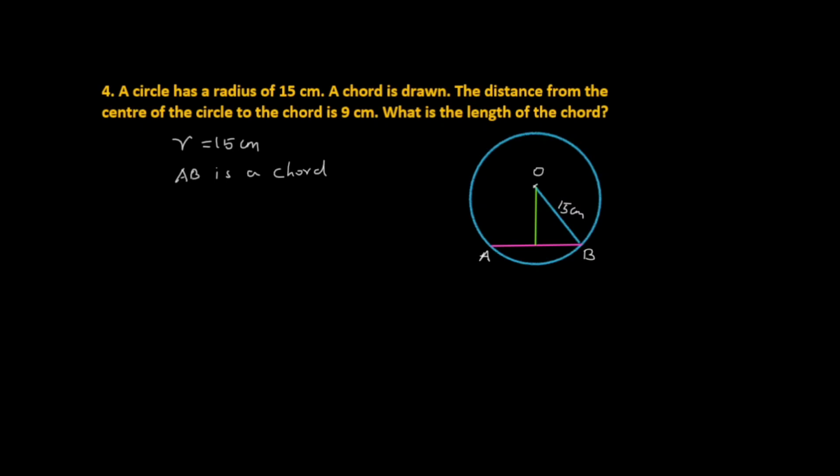The distance from the center of the circle to the chord is 9 centimeters. Let's take the point C. So this perpendicular distance is 9 centimeters. OC is equal to 9 centimeters. What is the length of the chord?